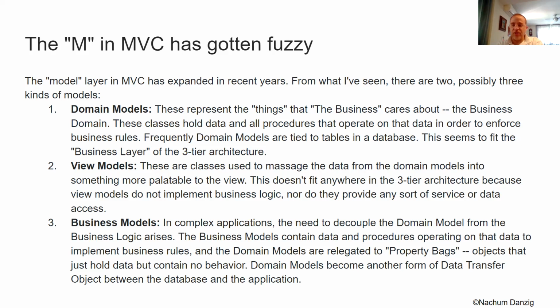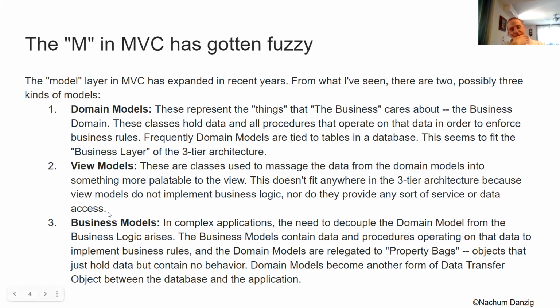This doesn't fit anywhere in the 3-tier architecture because view models do not implement basic business logic. In other words, there's no rule that says in business you have to display this revenue in thousands. You could display it however you want, but it's a view rule. It's a rule about how our system wants to display things. Nor do they provide any sort of service or data. So in other words, this is missing from the 3-tier. The 3-tier architecture wouldn't relate to this type of function.